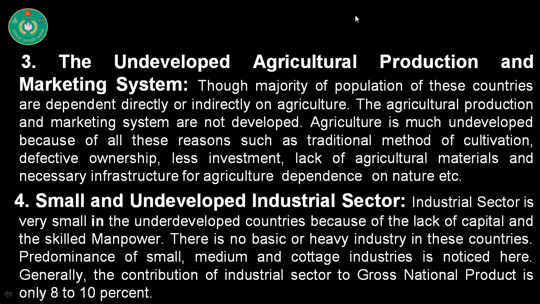Number four, small and underdeveloped industrial sector. Industrial sector is very small in the underdeveloped countries because of the lack of capital and skilled manpower. There is no basic or heavy industry in these countries. Predominance of small, medium, and cottage industries is noticed here. Generally, the contribution of industrial sector to gross national product is only 8 to 10%.